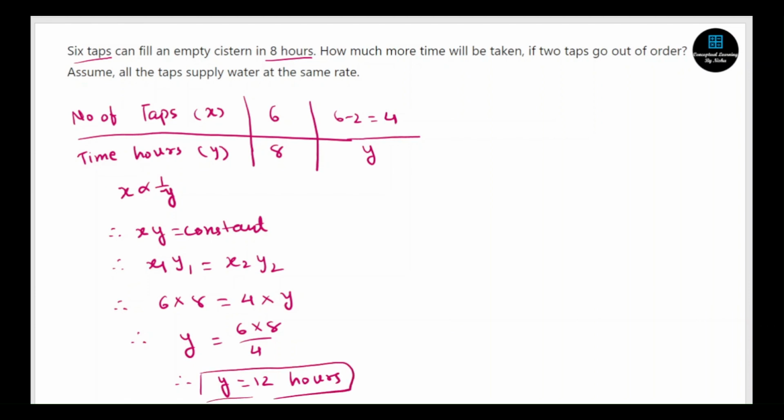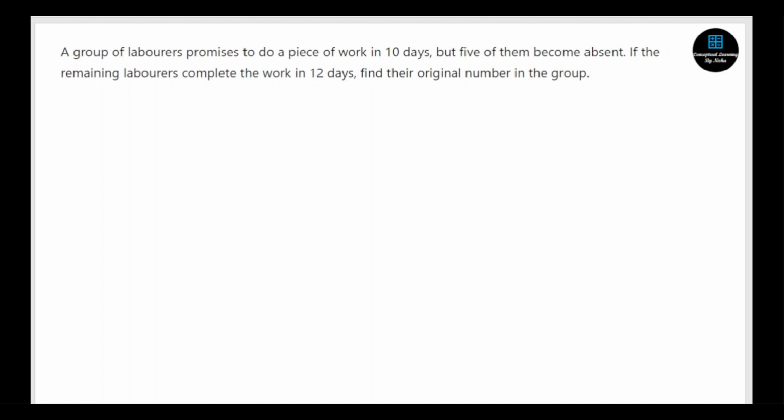Easy question. Alright. Now, a group of laborers promises to do a piece of work in 10 days. But 5 of them are absent. So the remaining laborers complete the work in 12 days. So find the original number of the group. So what I can say, let x be the original number of the group.